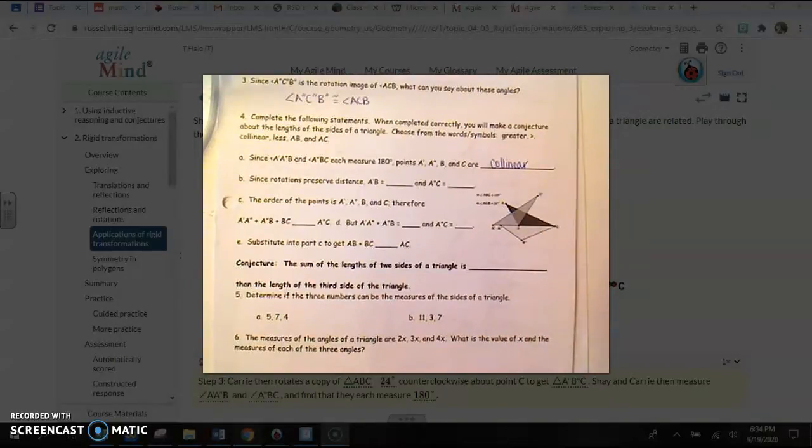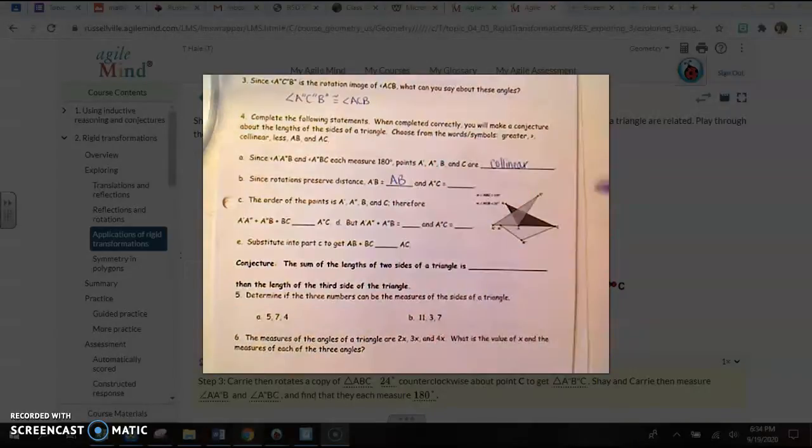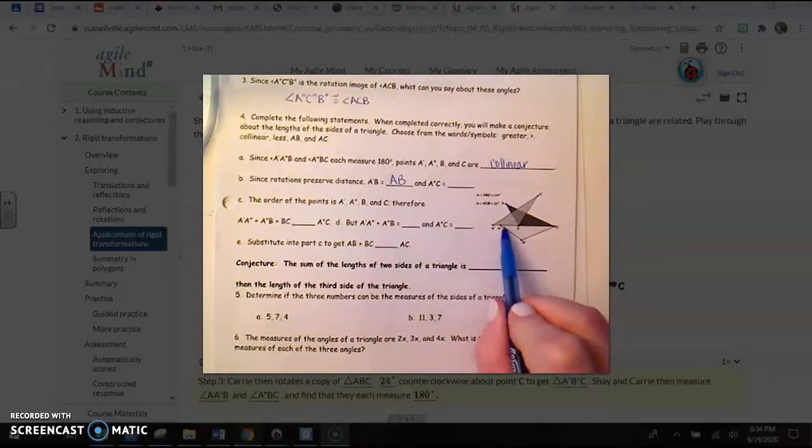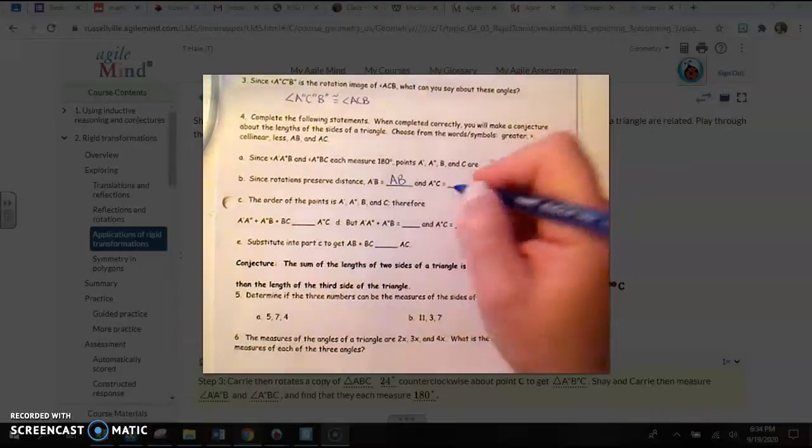Part B says since rotations preserve distance, remember they're rigid motions so the side lengths don't change, we know that A prime B is equal to, well, where did that come from before we rotated it? That was side AB. So that was that triangle rotated, so we know A prime B is the same length as AB. Likewise, A double prime C, which is from here to here, came from this triangle we're looking at, and remember that was rotated, so that came from the original AC.